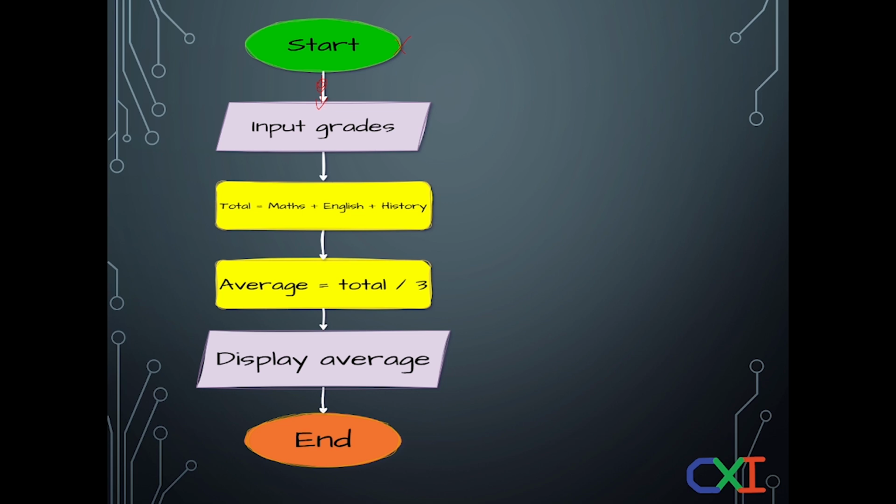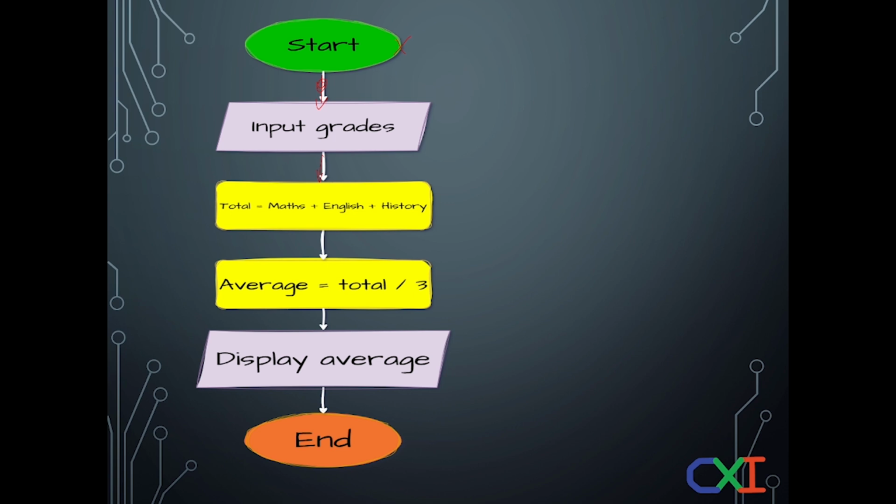So the purple rhombus or the purple parallelogram shows us the input or the output. What will happen is that we'll see the inputs here in this parallelogram or rhombus. After we have put in our grades, then we'll follow the arrow to the next step, which is the yellow rectangle.